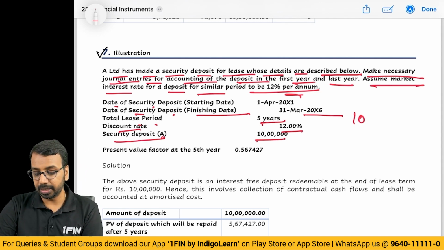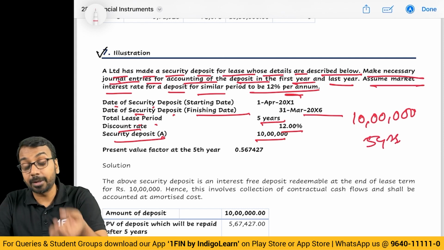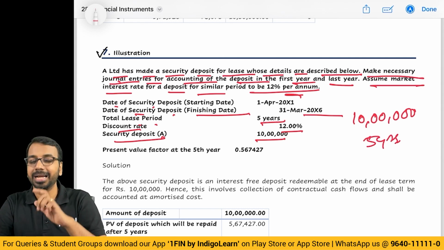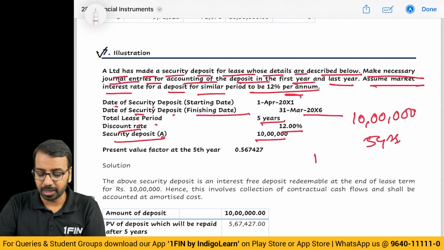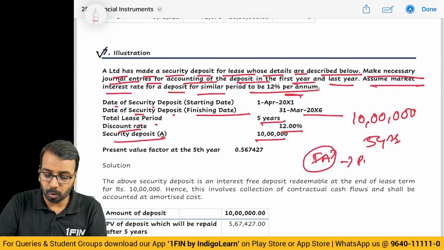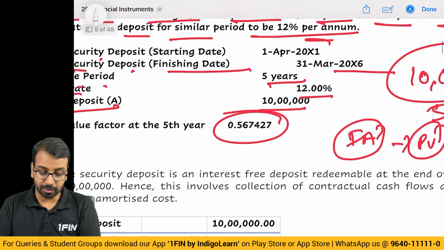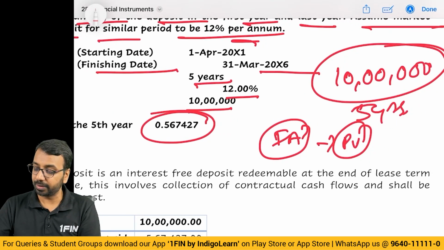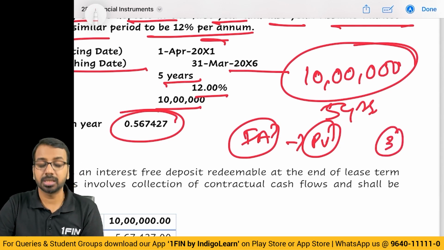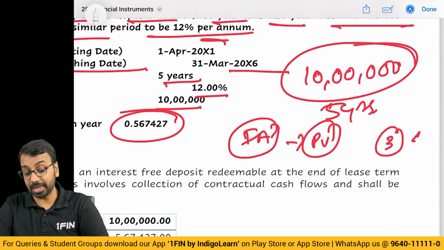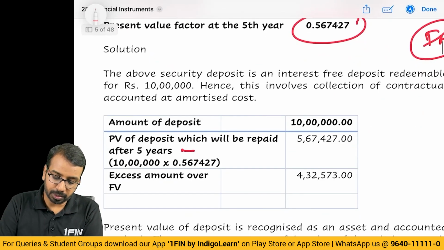Now, we have given an interest free deposit of 10 lakhs for how many years? 5 years. Means we will get back 10 lakhs after 5 years. If I am getting back something after 5 years, is it my financial asset or financial liability? It is of course my financial asset. I need to know what is the present value of this financial asset. So, they have given the factor of 0.567 for 5 years at 12%. In the examination, if they give the factor, use the factors as it is. Otherwise, use 3 decimals. If the numbers are given in crores or lakhs or something like that, you can use 4 decimals.